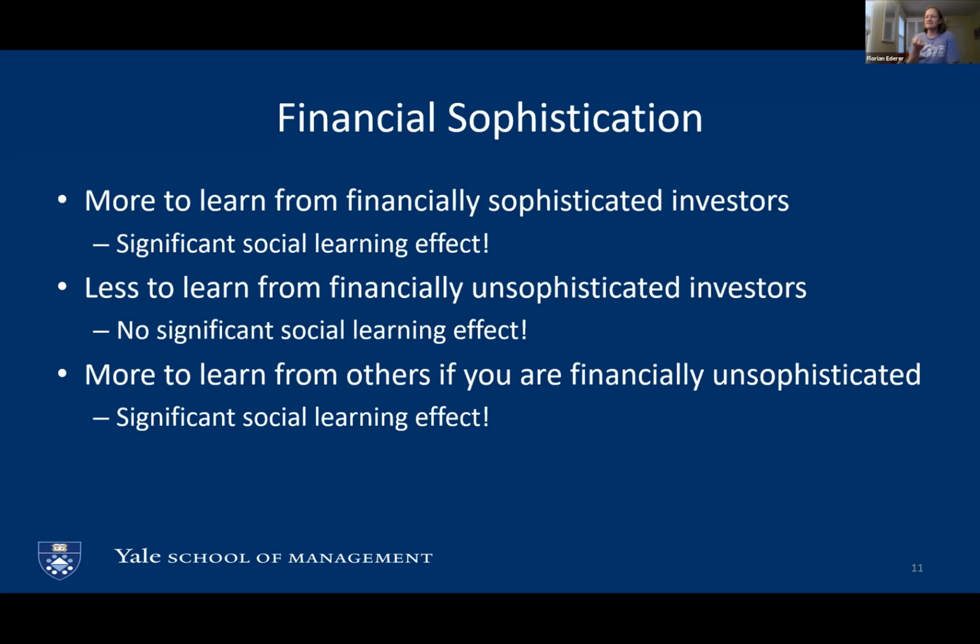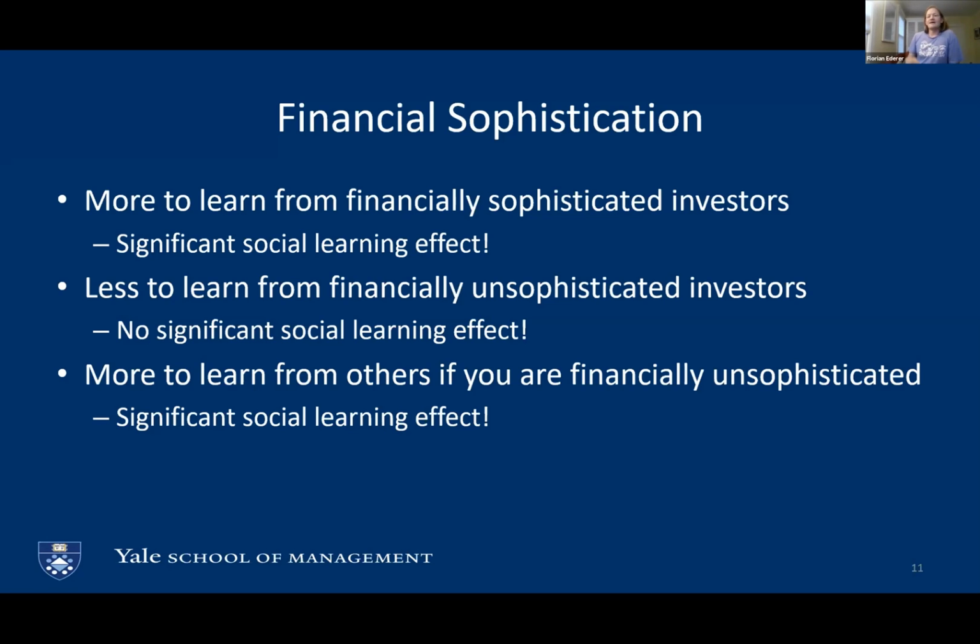If you're financially unsophisticated, the signal precision isn't particularly large. So it's a very imprecise signal. Therefore, you should place a lot of weight on the decisions of others who have much more precise signals. So you should see a significant social learning effect. And indeed, that's what we find.